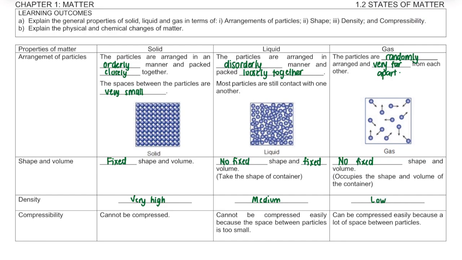The last characteristic that we're going to look at is compressibility. For solid, it cannot be compressed because we don't have any space between the particles. The same goes for the liquid. It cannot be compressed easily because the space itself is small. For a gas, it can be compressed easily because there is a lot of space between particles. For example, if you have a balloon, you can compress it because we have a lot of space between the particles itself. So that is all the characteristics that you have to learn about solid, liquid and gas.